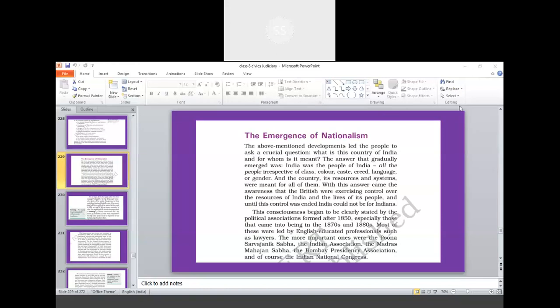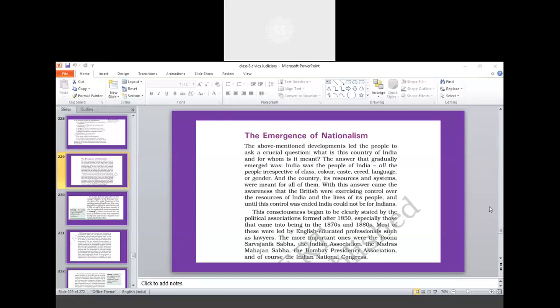Take for example, in India, we have certain national symbols like the national flag and national anthem. The moment we come across all these, we feel that we belong to this particular country. That sense of belongingness is called nationalism.